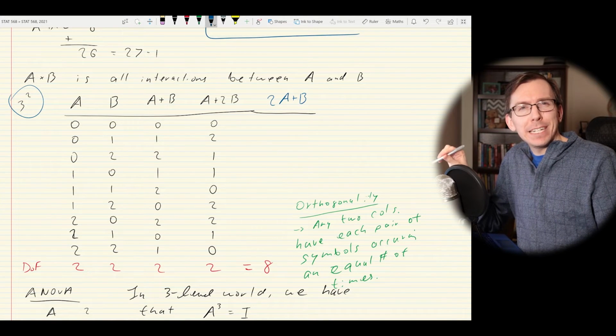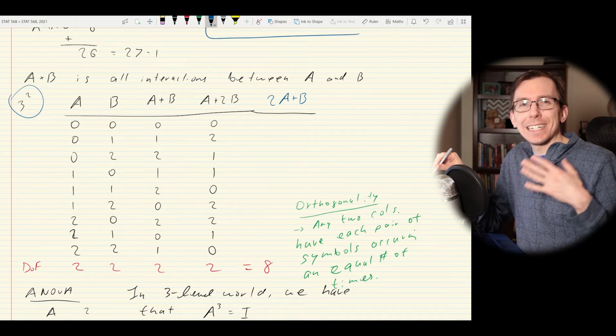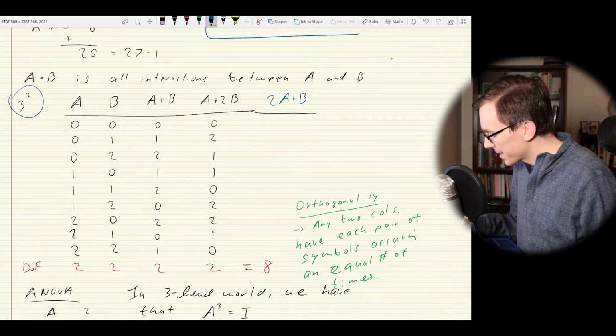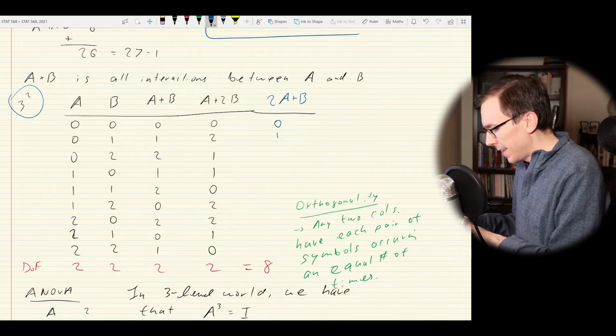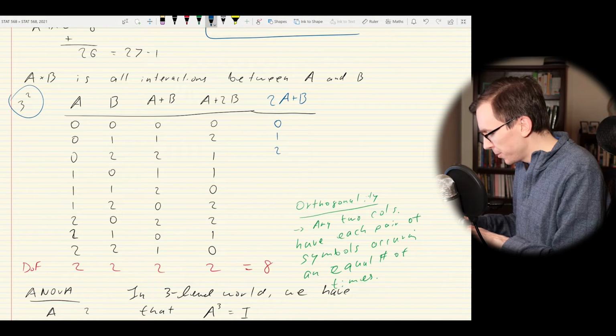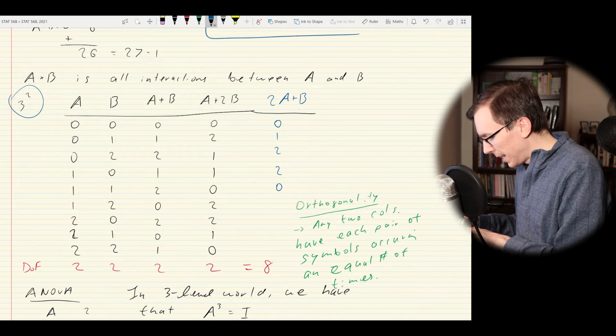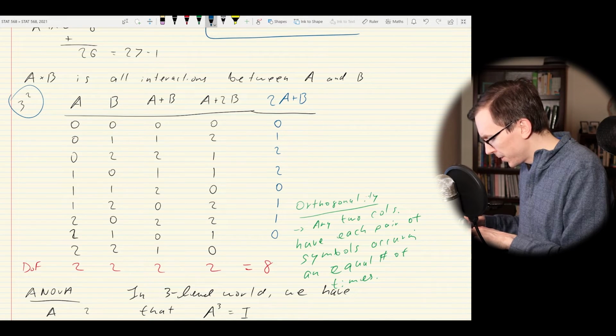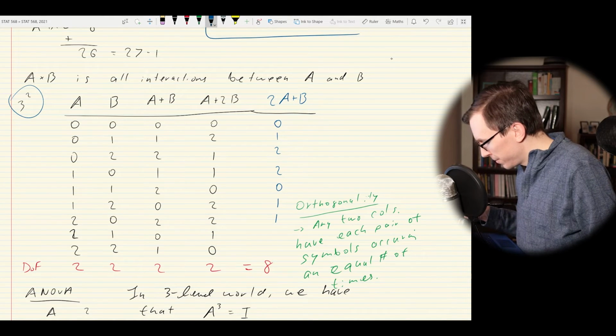So what does that mean? Well, if I try to put another column in, it should coincide with one of the columns that's already there. So let's try to write this and see what happens. In this case, I get a 0, then a 1, then a 2. Then I get a 2, a 0, and a 1. And lastly, I get a 1, a 2, and 0.